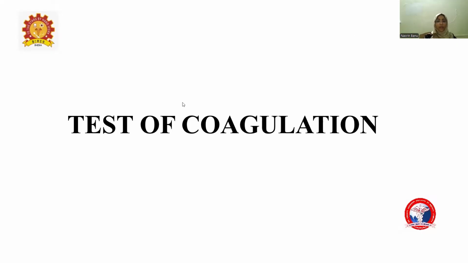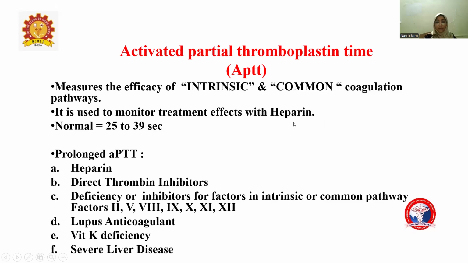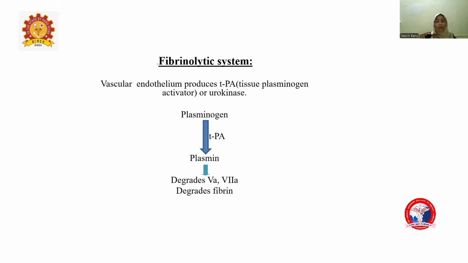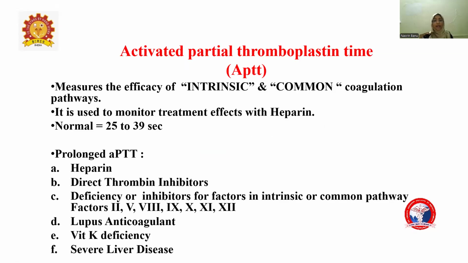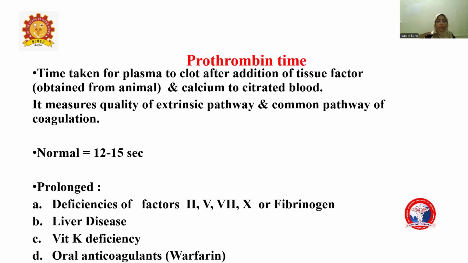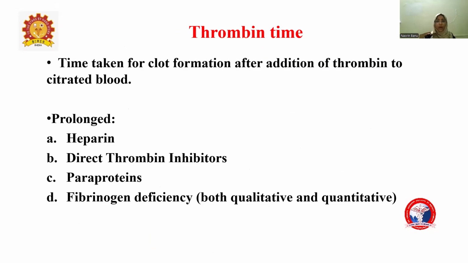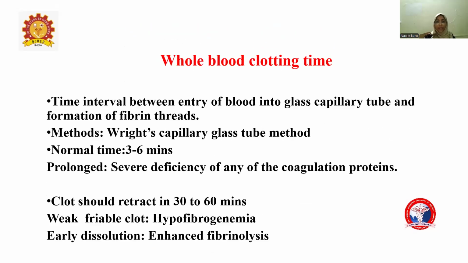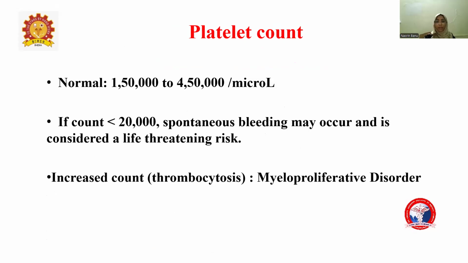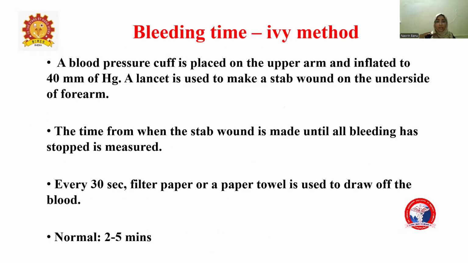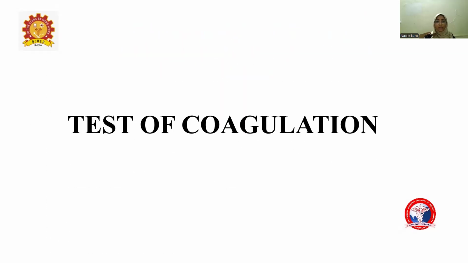Tests of coagulation. There are various steps of coagulation. Tests of coagulation include activated partial thromboplastin time, prothrombin time, international normalized ratio, thrombin time, bleeding time, whole blood clotting time, and platelet count. Now we will see the individual tests.